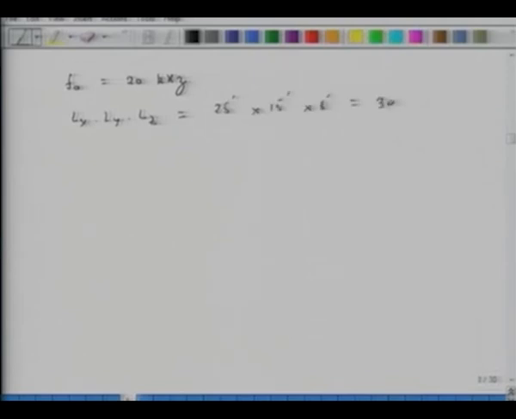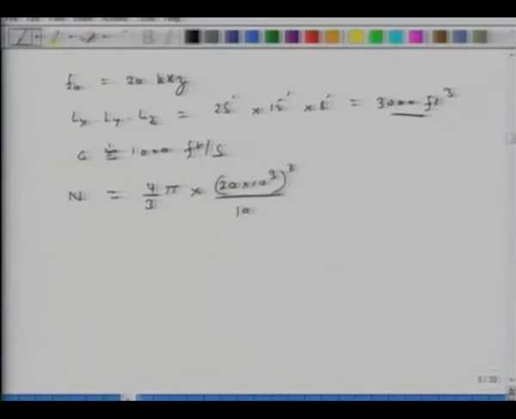So this gives me 3000 cubic feet. And C is, I'm making a very crude approximation, 1000 feet per second. So I can either convert it to SI, or this is cubic, and when I do a C cube, I get feet cube per second cube. So N is 4 over 3 pi times 20 times 10 to the power of 3 cube over 1000 cube times V room. V room is 3000. So this gives me 10 to the power of 8. There are 100 million nodes in a room at 20,000 hertz.